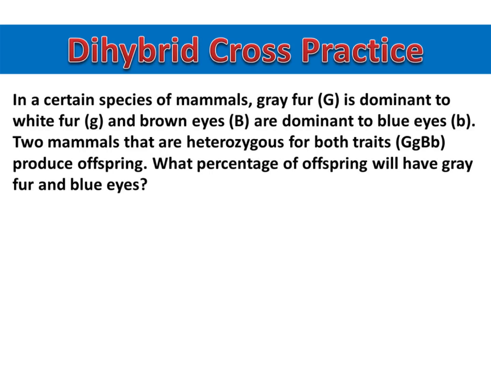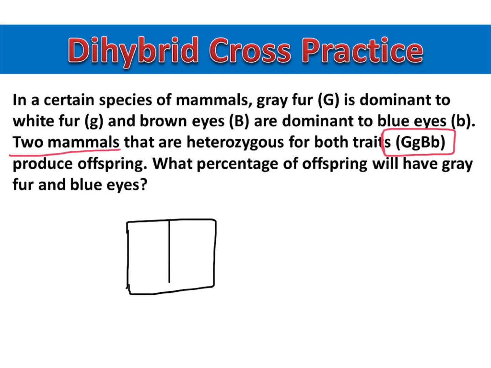So the first thing I want to do is make sure that I understand what the genotypes are that I'll be crossing. And it tells me that there are two mammals and that both of them have the same genotype, big G, little g, big B, little b. So now I'm ready to make my Punnett squares. And because I'm talking about two traits, I'll need two Punnett squares.